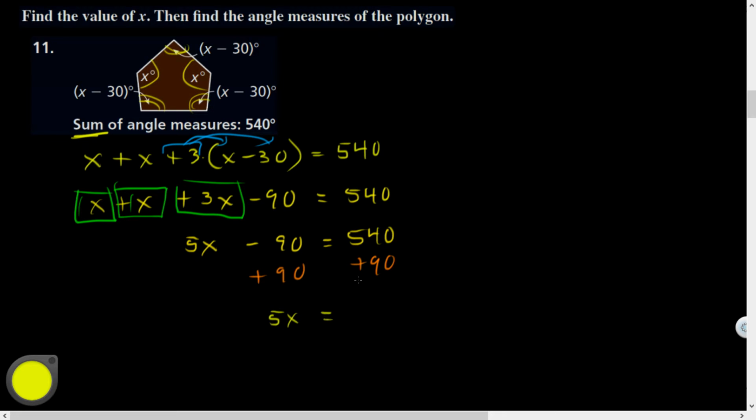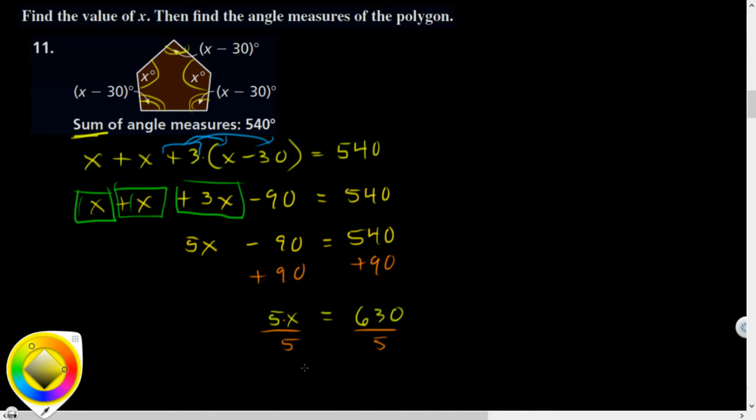So 5x is equal to 540 plus 90. What's that, 630? Yeah. And now how do I get rid of multiply by 5? Divide. Yeah, that's the classic. Divide by 5. And now notice how I do this division. 10 would have gone into 630 63 times, right? And 5 is going to fit in twice as much. So double 63, I get 126.